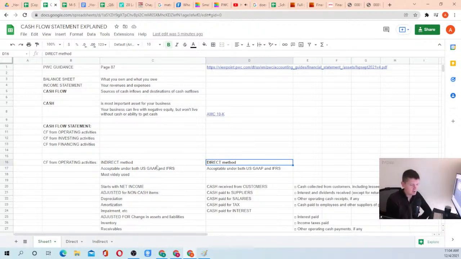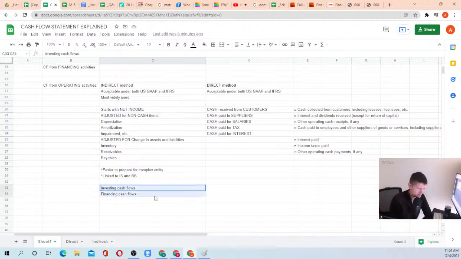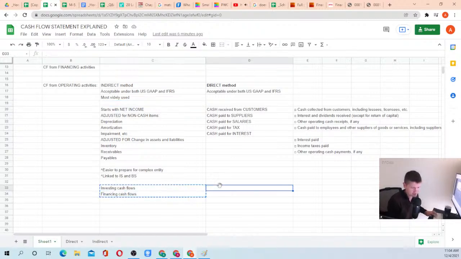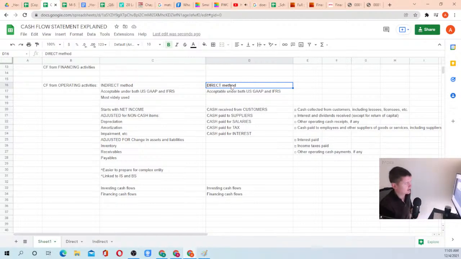And there are 2 ways. These 2 ways exist only for operating activities. Financing activities and investing activities are the same. So these are the same between the 2 methods. The only difference is in operating activities. The direct method is called a preferred method under GAAP.